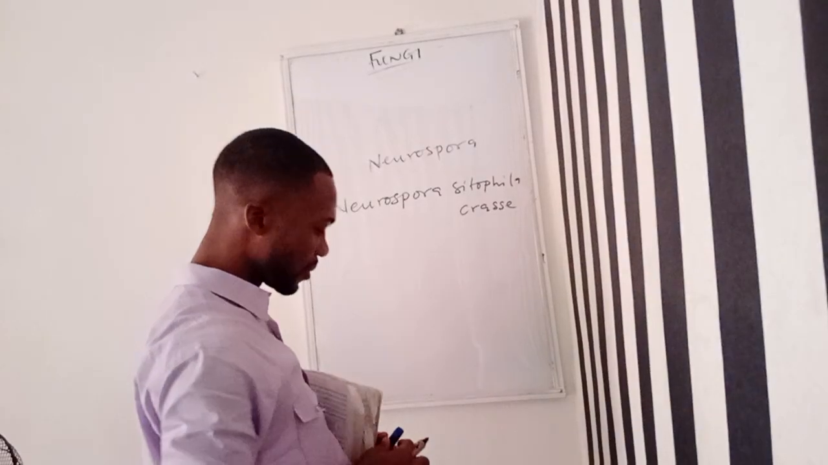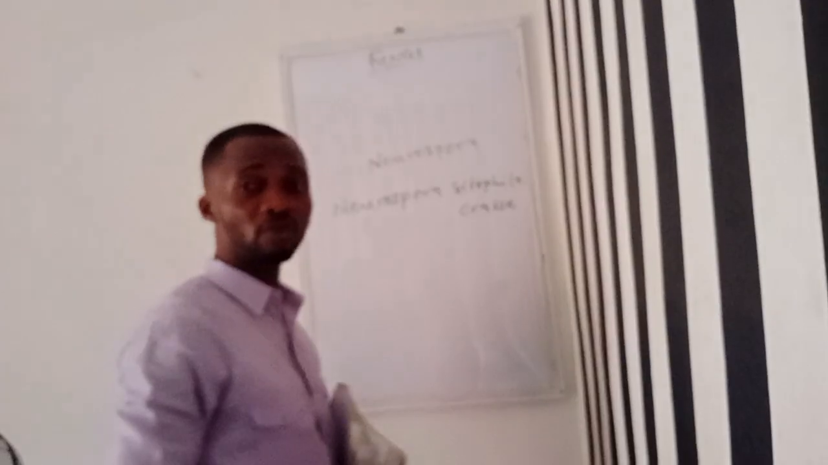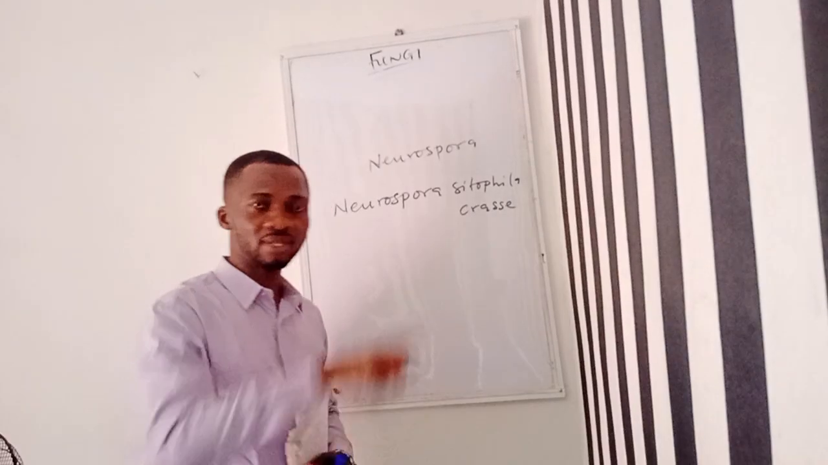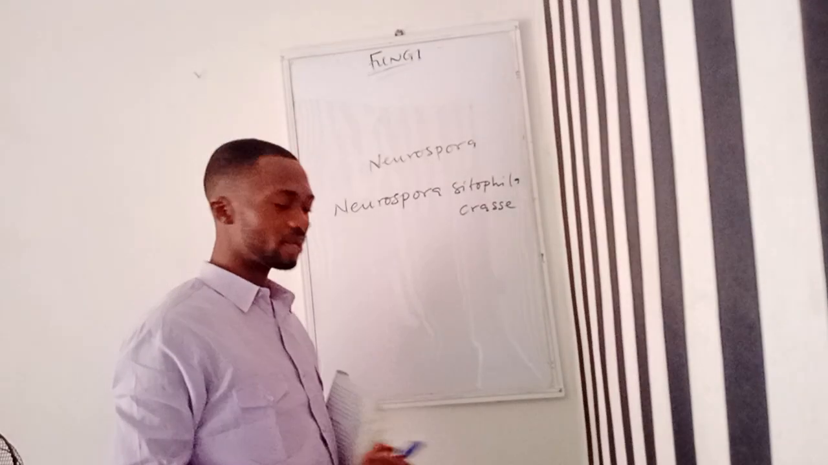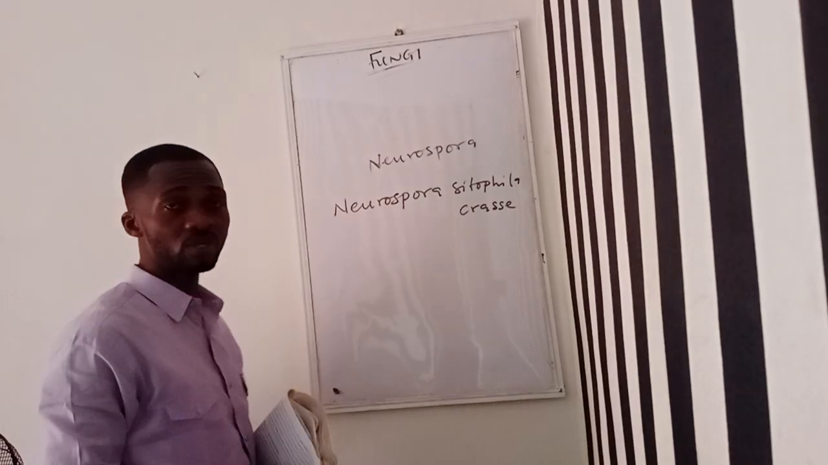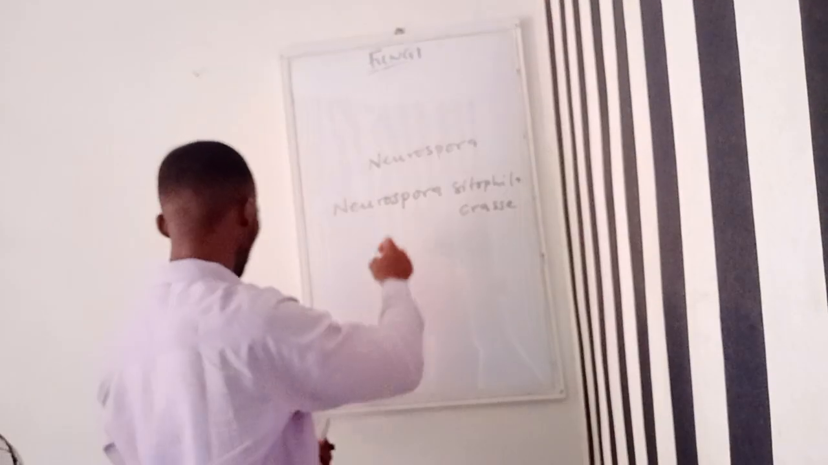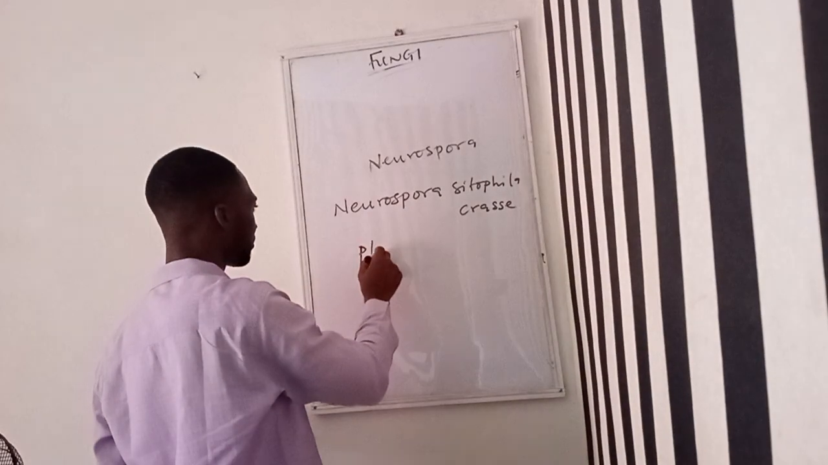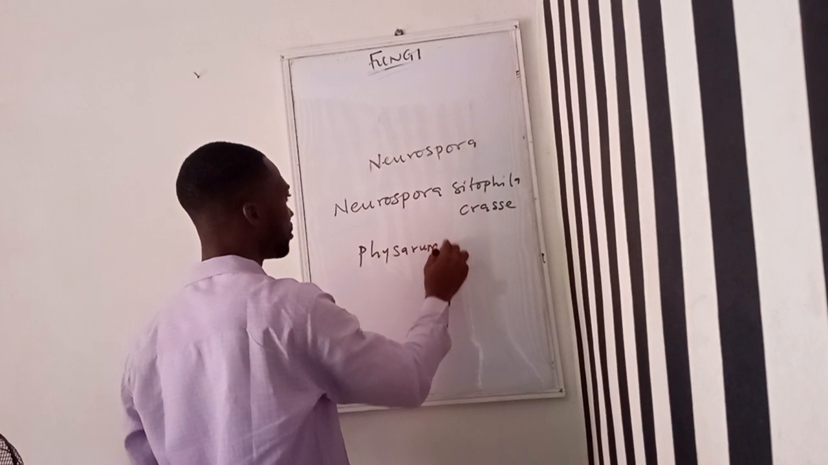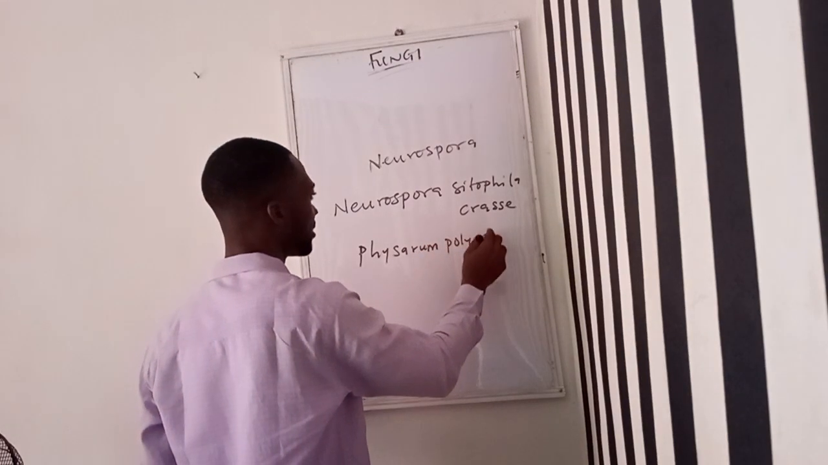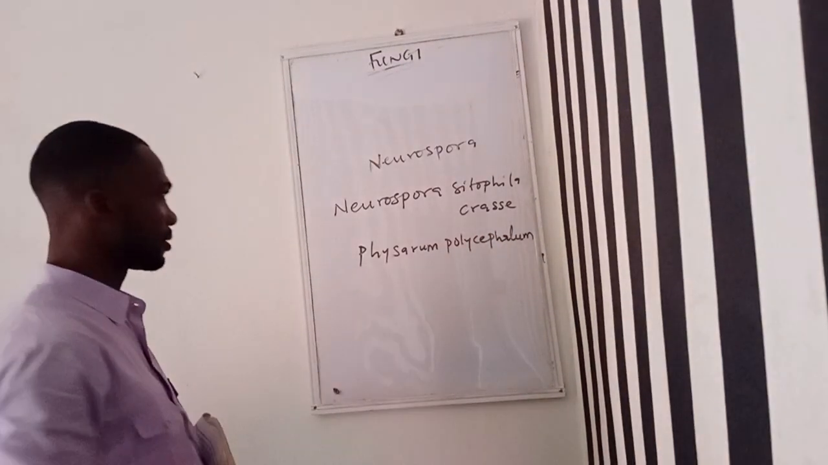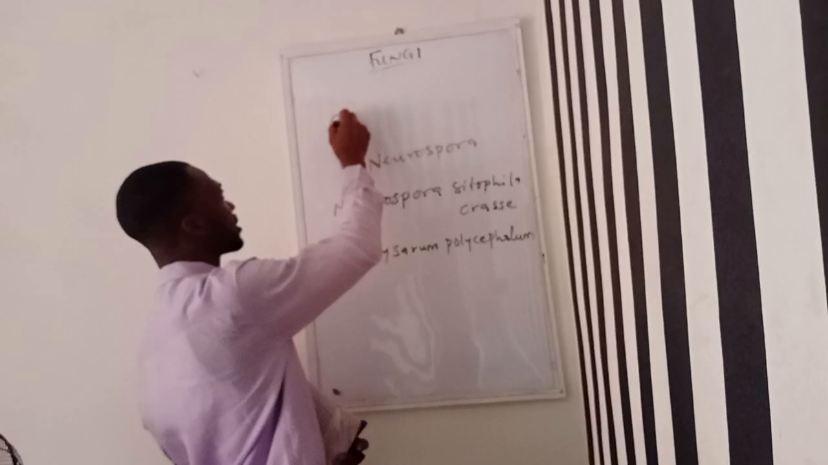Then the one that is used in studying the cellular phenomenon called cytoplasmic streaming, the way nutrients circulate within the cell, which is found in some organisms, is the one they call Physarum polycephalum. Yes, so this is the one that is used in studying cytoplasmic streaming.